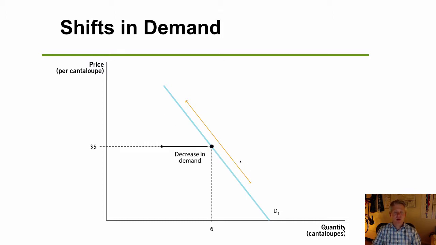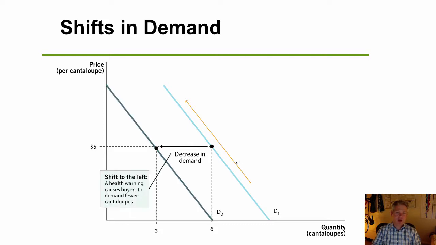So what causes, though, a decrease in demand? Well, that's a shift to the left. So when we say demand decreases, what we mean is this entire curve shifts. So at all prices, people now demand less. So maybe there was some sort of health warning that causes buyers to demand fewer cantaloupes. Cantaloupes are infected with salmonella or something. So that means at all prices, including the price here of $5, people demand fewer cantaloupes.